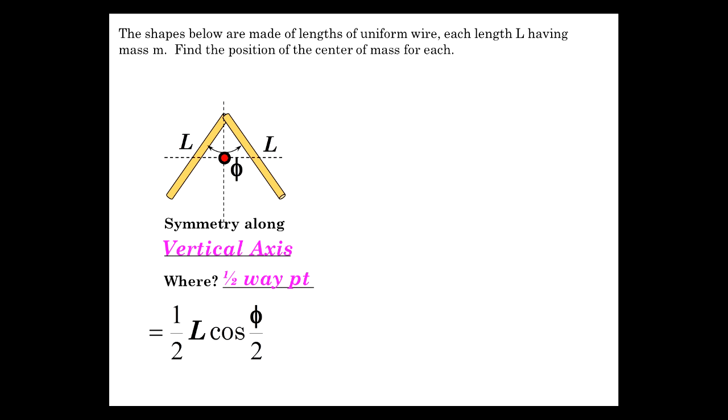We could do the math here. 1/2 of L cosine of phi over 2. So here's phi. Phi over 2, you think of this right triangle. 1/2 of L times cosine. So it's halfway from here up, from the apex to that point, or from a line from the bottom to that point. Both would give you the same thing.